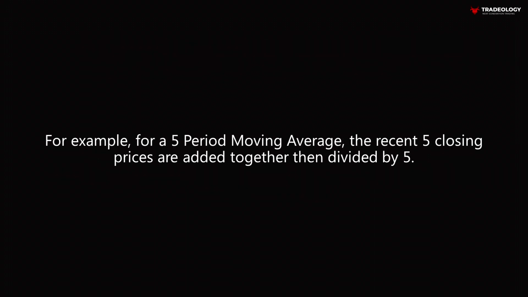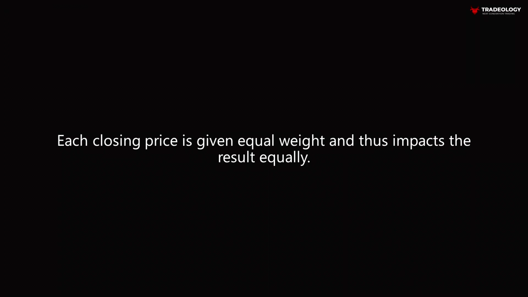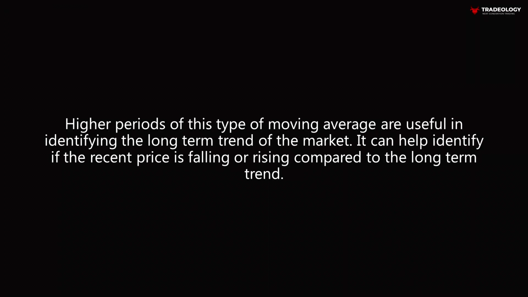For example, for a 5-period moving average, the recent 5 closing prices are added together, then divided by 5. Each closing price is given equal weight and thus impacts the result equally. Higher periods of this type of moving average are useful in identifying the long-term trend of the market. It can help identify if the recent price is falling or rising compared to the long-term trend.